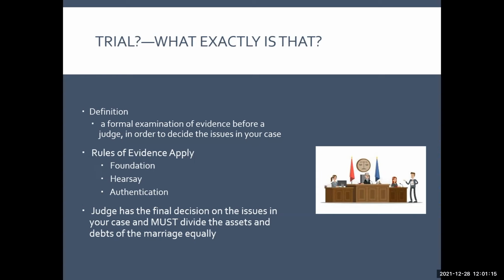Also, the judge has no option when going to trial but to divide the assets and debts of the marriage, also known as community property, equally. The statute that controls this says that the court must divide the assets and debts of the marriage equally unless the parties agree in writing. That is the only exception. So it does not matter if there's evidence of abuse, abandonment, arrest, adultery. It cannot affect how the judge decides to divide the community property, assets, and debts.